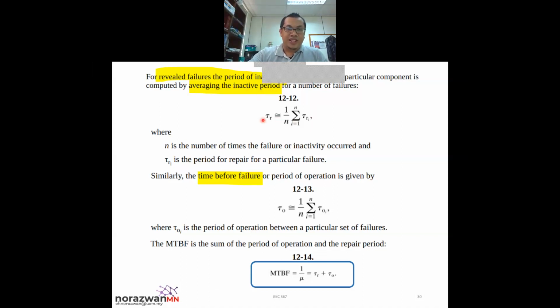So basically from this equation we know that for revealed failures you can find tau R by averaging it. Find the average of tau R. You have tau R1, tau R2, the third time, fourth time, fifth time, sixth time, find the average. That's the tau R for revealed failures.